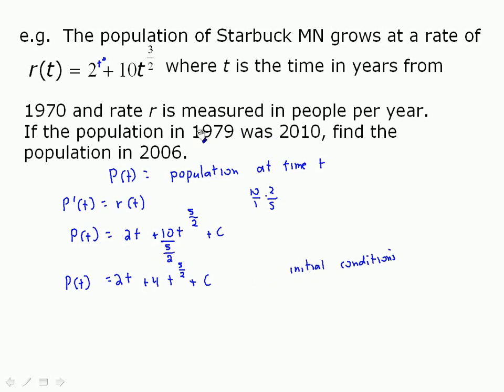This is given to us because it tells us that the population in 1979 is 2010. So that's 9 years after 1970. So it tells us that the population after 9 years is equal to 2010. And now we're good to go. I'm going to bring up a screen to get some space to work.